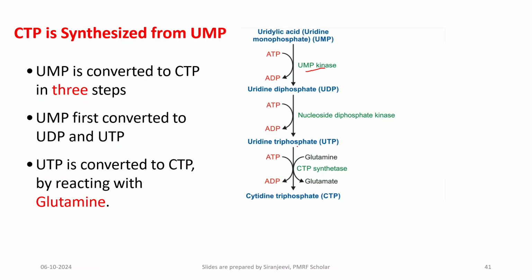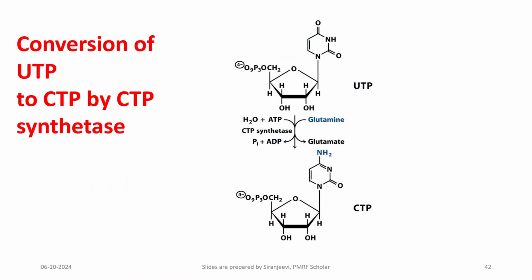And finally, uridine triphosphate will be converted to cytidine triphosphate in the presence of CTP synthetase, where the amine group donor will be glutamine. Here also one ATP molecule will be used. So if you see the conversion of UTP to CTP by CTP synthetase, this oxygen, whatever it is there, will be converted to the amino group in the presence of CTP synthetase enzyme.